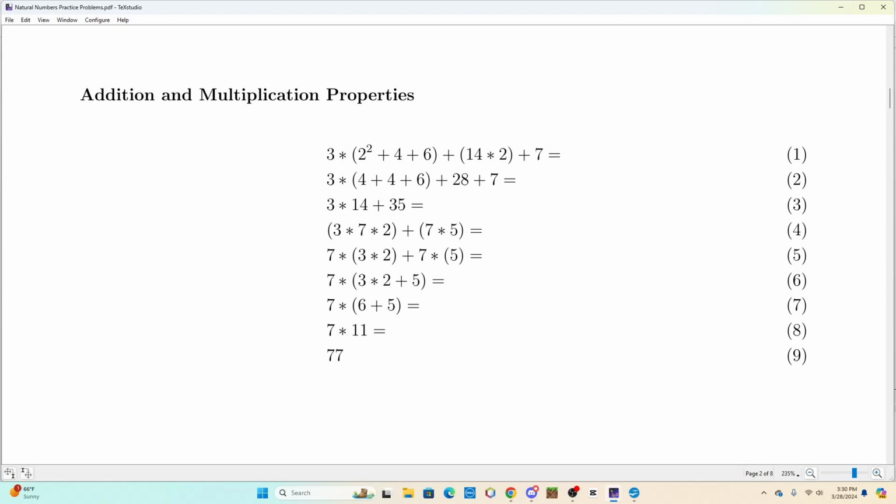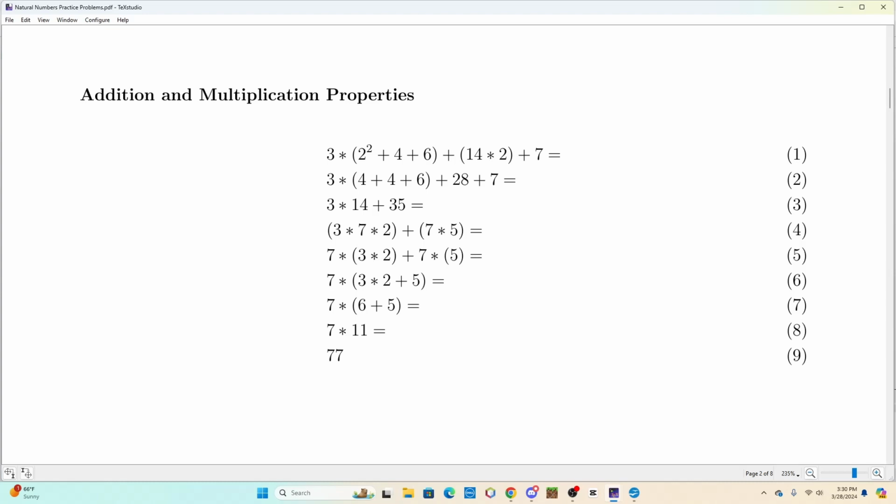Going from equation 1 to equation 2 is doing two steps at once. First, it is computing 2 squared equals 4, and it is multiplying 14 times 2 to get 28. From equation 2 to equation 3 is adding up what is inside the parentheses, as well as adding 28 plus 7. Be careful to be mindful of the fact that multiplication takes precedence over addition.